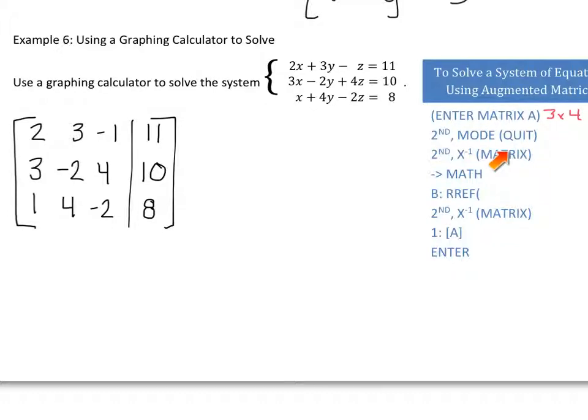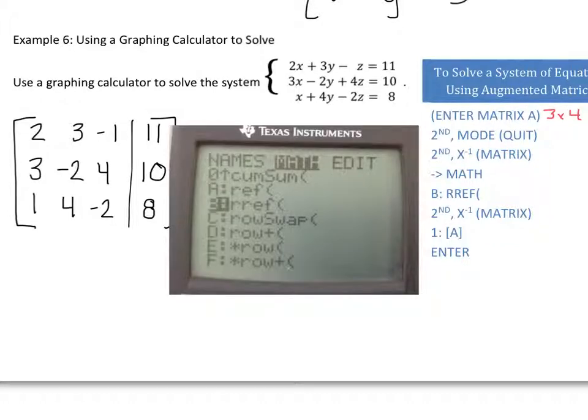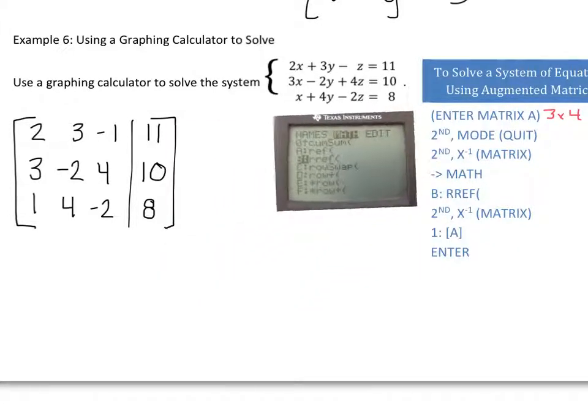So go back to the matrix stuff, second x to the -1. And we're going to use the math menu again within the matrices stuff. The only thing we've used so far is determinant there. Now we're going to use something else. You're going to scroll down to option B, but honestly it's quicker if you scroll up to option B. Okay, so it looks like that.